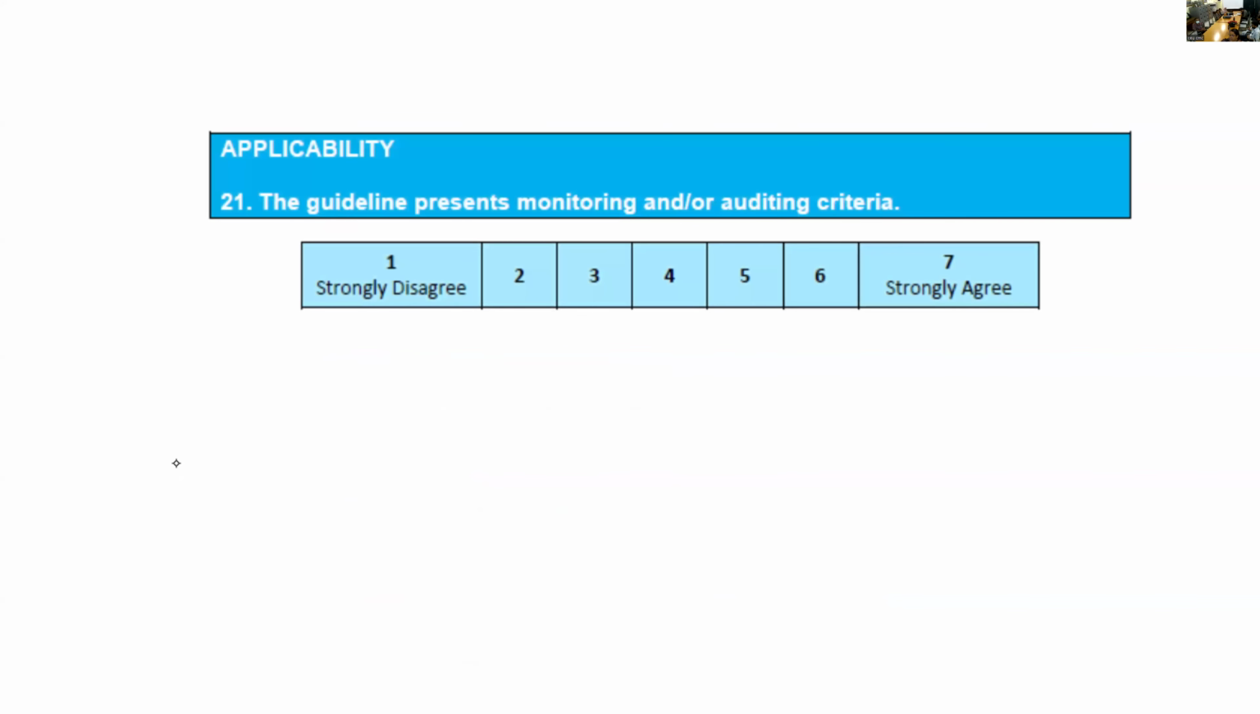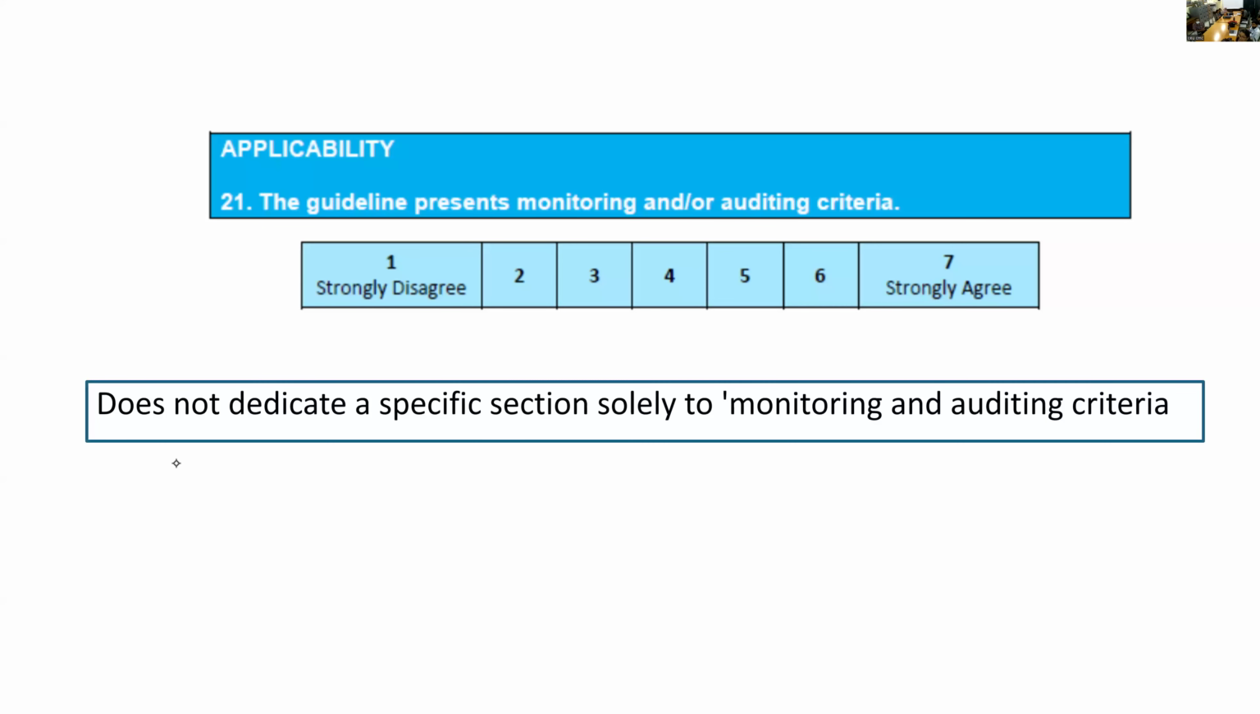So the guideline presents monitoring or auditing criteria. I have showed you an example. It says that any patient who comes with chest pain has to have an ECG done and read in the next 10 minutes to diagnose STEMI. So the 10 minutes can be used as an audit. Although they did not have this auditing criteria across, so they do not dedicate a specific section solely to monitoring and auditing. But some of these points did have something that could be used as an auditing criteria.